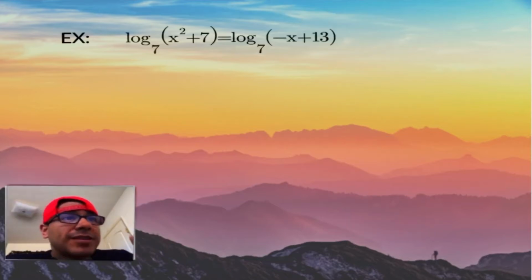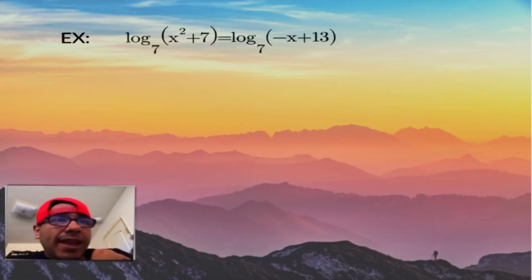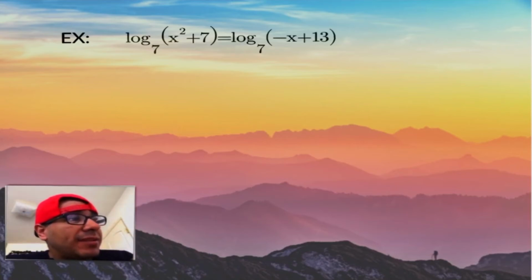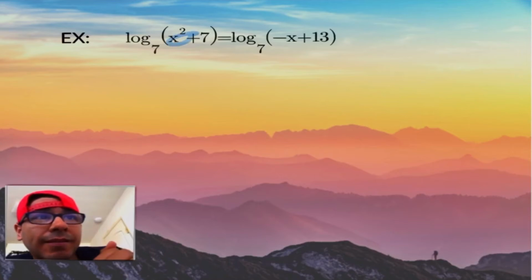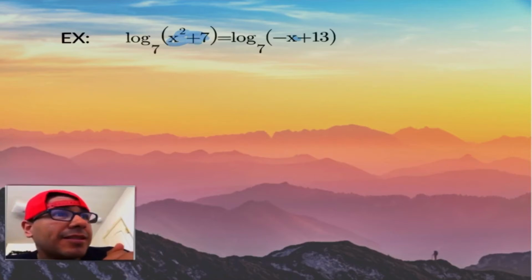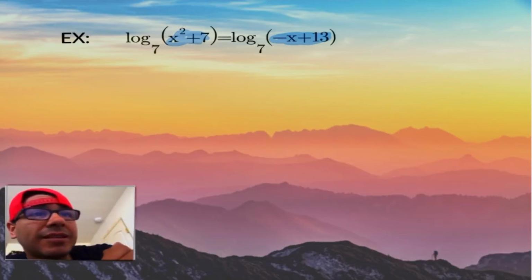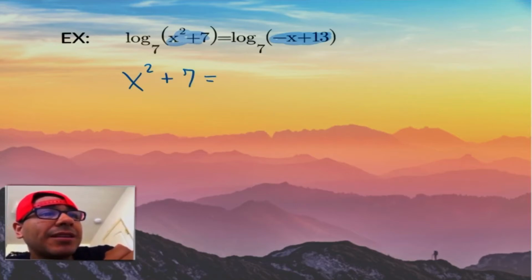All right, so example 2 here is very similar to the first example we saw, because you have one log on each side and they have the same base. So since they have the same base, we can use that equivalence property that we just talked about. And what that tells us is that these arguments are also equal. So let's set this equation up. We're left with x squared plus 7, and that equals negative x plus 13.